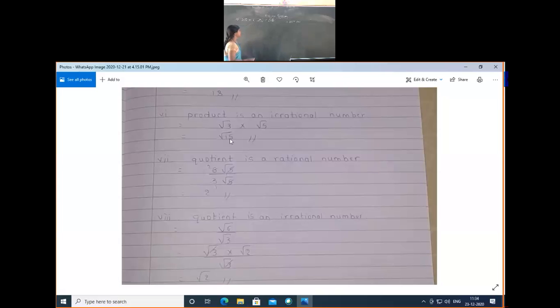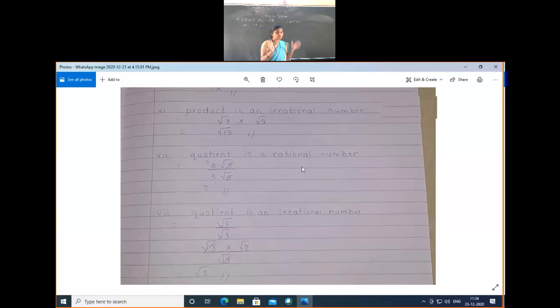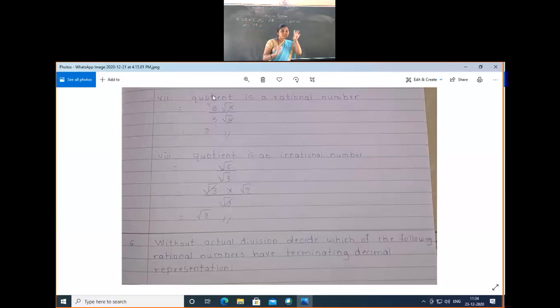Okay, yes. First one: 3 root 5 is 3 root 5 only. Plus into minus, we have to remove this bracket. Minus root 5 plus root 180. Can you split root 180 in the form of one square number and another normal number? How can we split 180? Fatafat. How can we split 180?